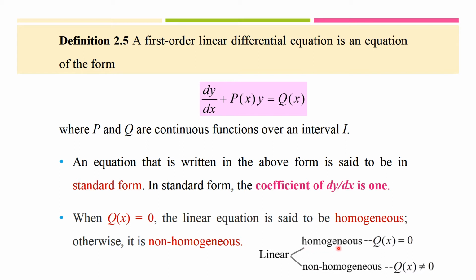This term homogeneous, when we say linear homogeneous, is not the same as the homogeneous equation which we discussed in 2.1. In 2.1 we discussed an equation known as a homogeneous equation, but this time the word homogeneous refers to the linear equation where q of x is equal to 0. So don't get confused between this word homogeneous in section 2.2 and the homogeneous equation discussed in 2.1.